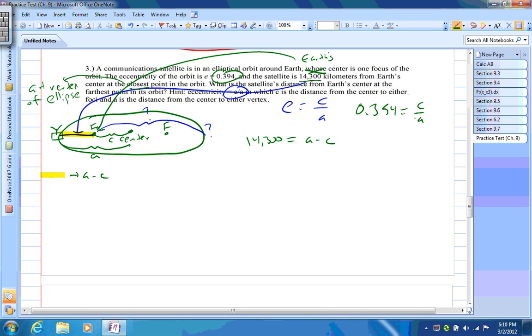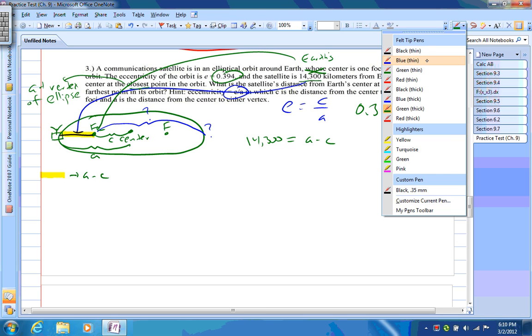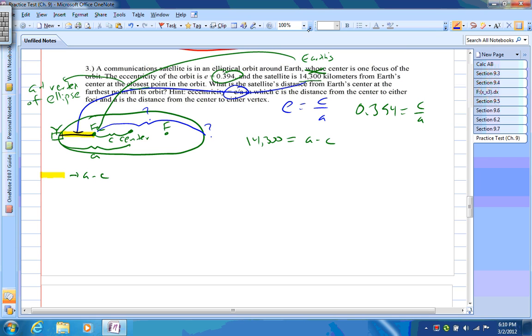So now I've got two equations involving C and A, and I need to know C and A because if you look at the question mark, going back to the question mark here, that involves C plus A, because C is the distance from the focus to the center, and from the center to the vertex on the other side, that's going to be A. So if I can find C and A, I'm going to have my answer. So now what I do is solve for C and A.